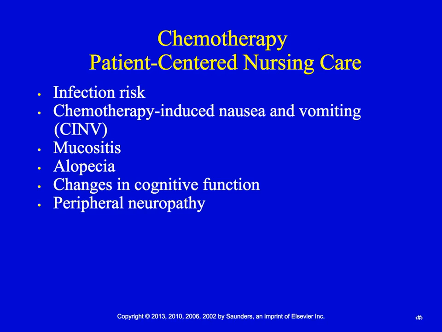So if they have thrombocytopenia, what safety measures do you have to put in place? Because they have low platelets, they're going to bruise easy, they're going to bleed easy. So think of all the safety things that you have to put in place for somebody with thrombocytopenia.